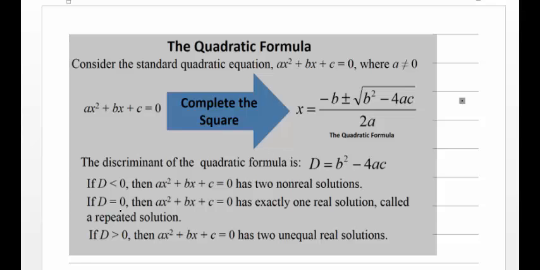If the discriminant equals 0, the equation has exactly one real solution called a repeated solution. And if D is greater than 0, then the equation has two unequal real solutions.